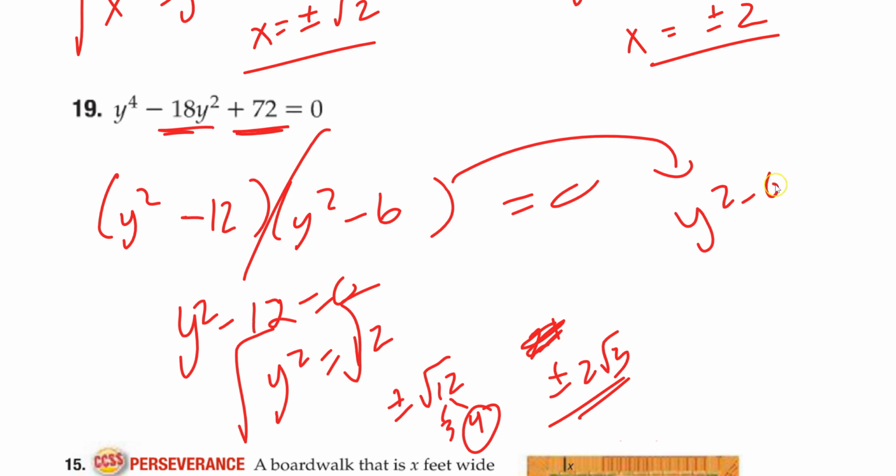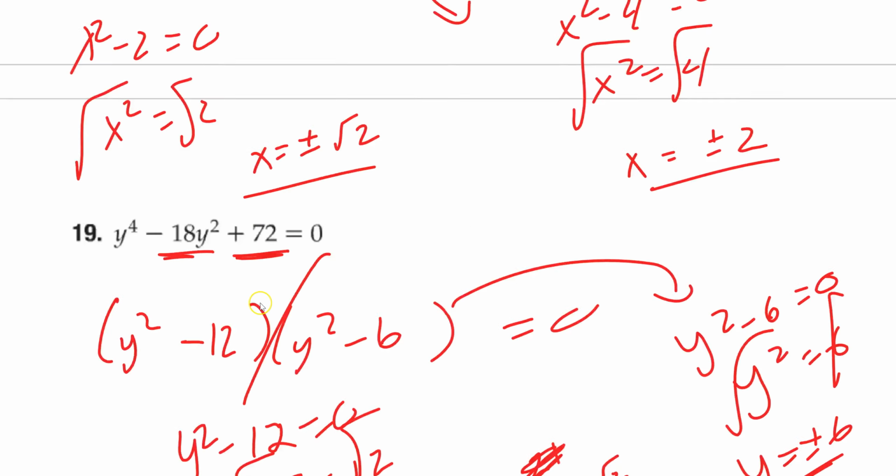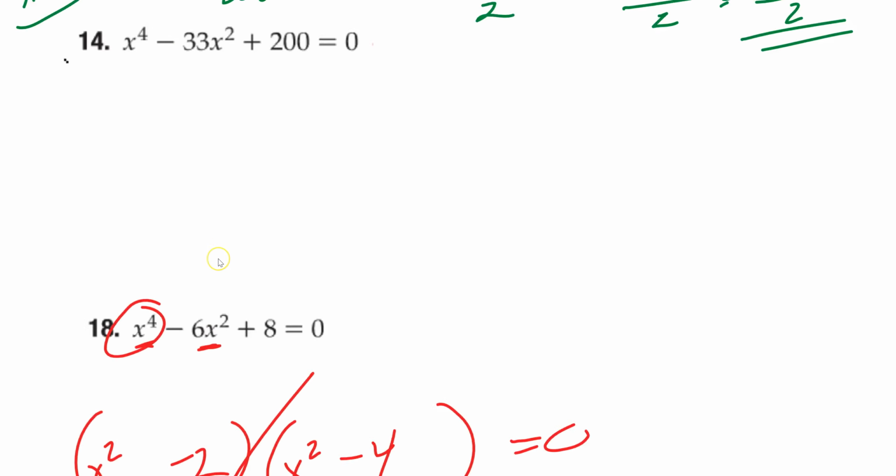Y squared minus 6 equals 0. Y squared equals 6. Square root it. Y equals plus and minus rad 6. Can't break that down. So that's how you solve it, right? So that's solving things in quadratic form, right? Not that bad, just factor like normal.